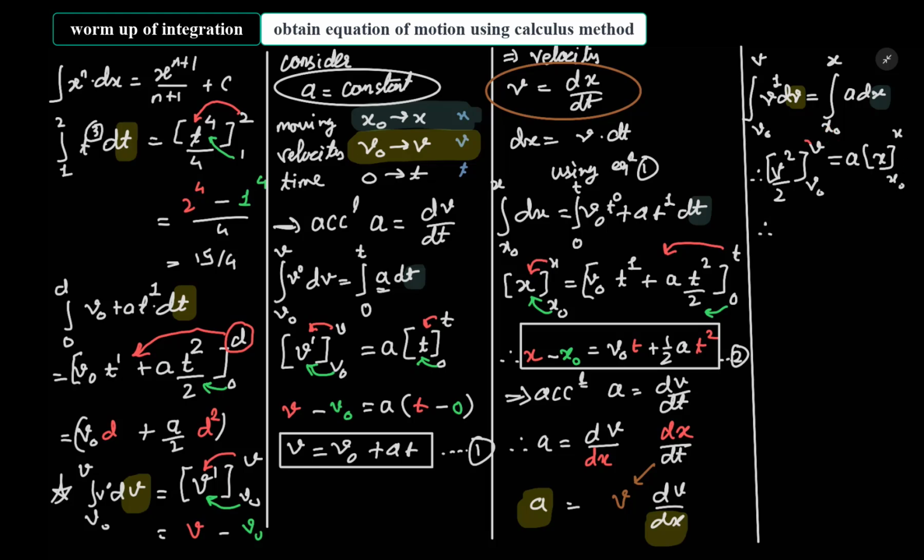Now let's substitute. From the upper limit we will get v square, and from the lower limit we will get v0 square. If we move this 2 to the right side, we will get 2a, and substituting the limit, we'll get x minus x0. So tada, here we get our last and third equation of motion.